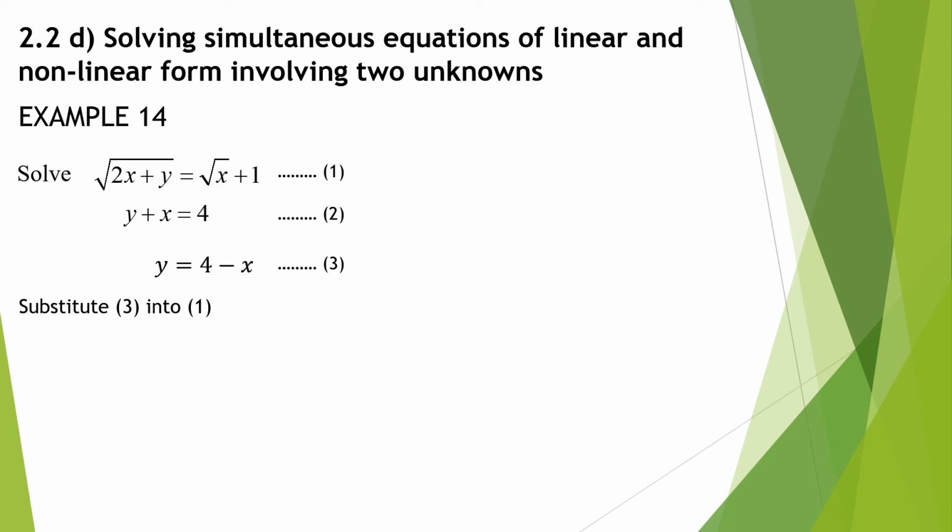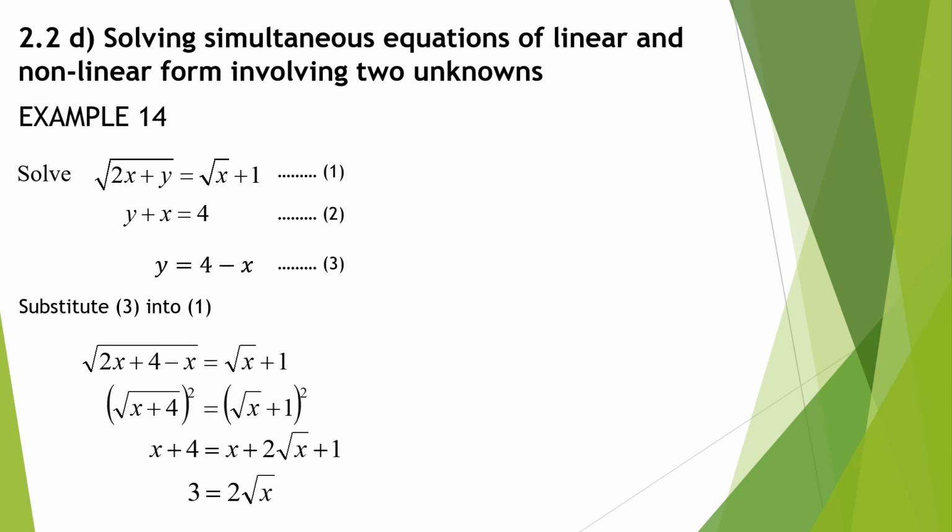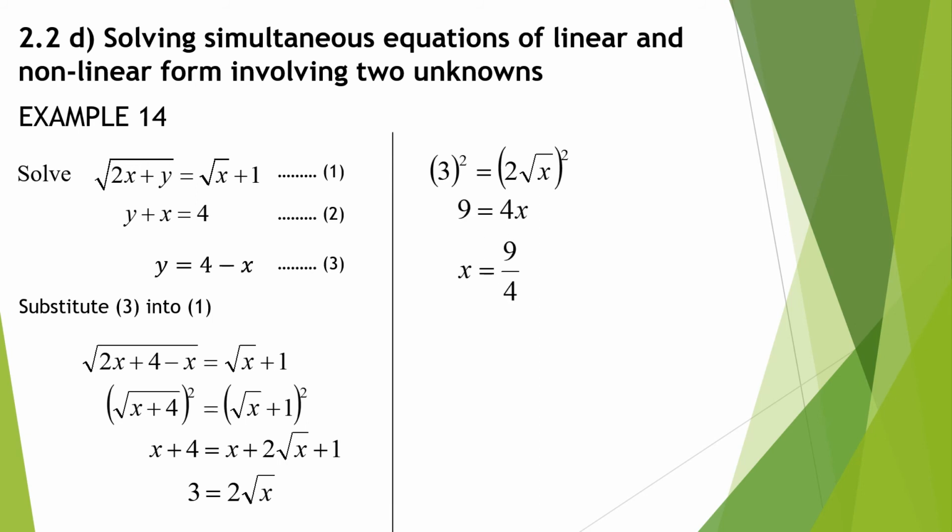And then we solve it simultaneously by substituting the third equation into the first equation, and you will get something like this. From there, you square both sides and you will get the value of x, which is equal to 9 over 4. And then you substitute back x equals to 9 over 4 into the third equation, and you will get the value of y, which is equal to 7 over 4. Hence, you already solved the equation where you get the x value equals to 9 over 4 and y value equals to 7 over 4.